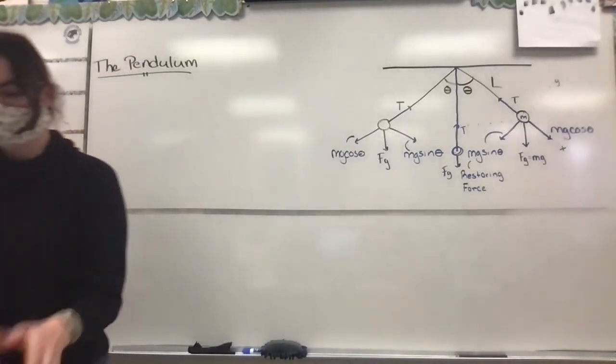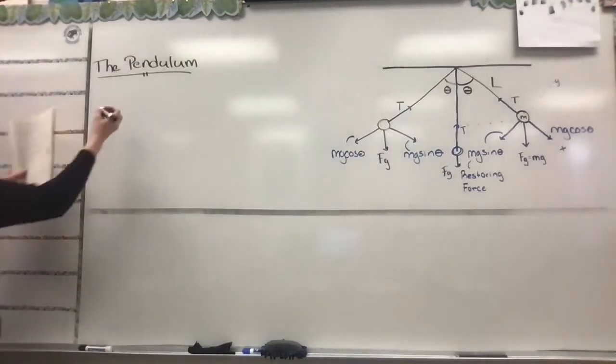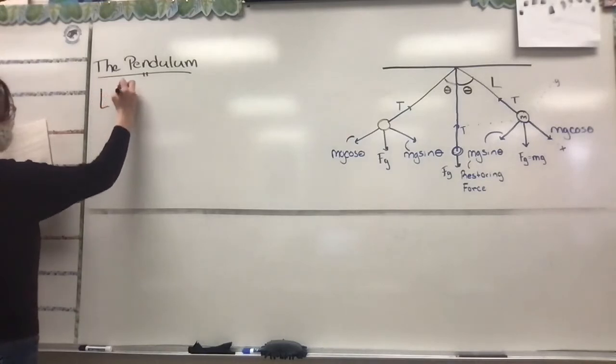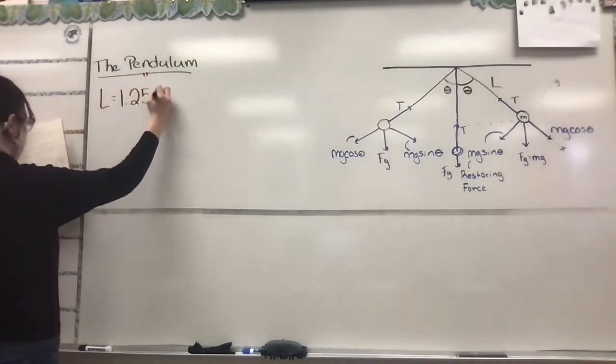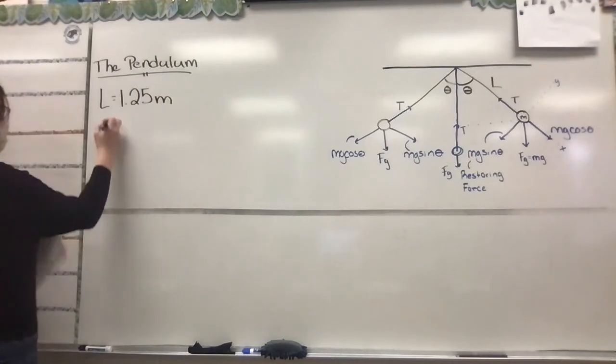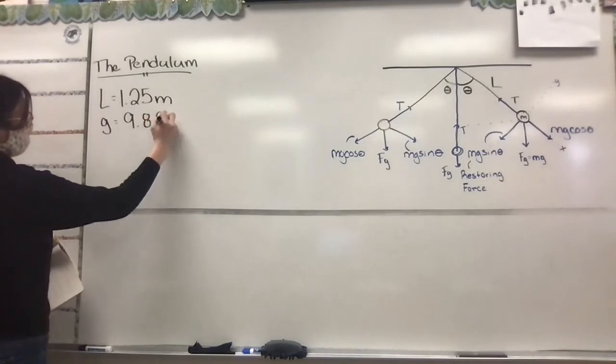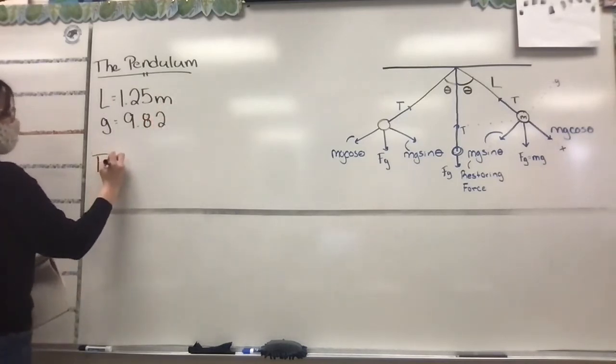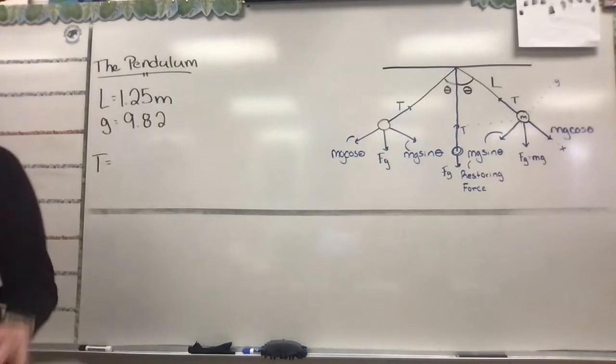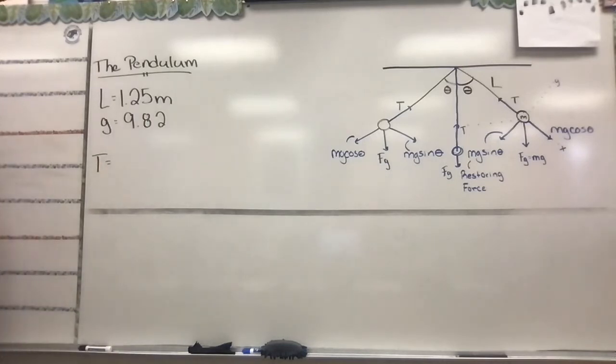All right. What is the frequency of a pendulum of length 1.25 meters where g, instead of being 9.8, is 9.82? Give me the period. Give me a second. T equals 2 pi square root of L over g. I got this. Go.